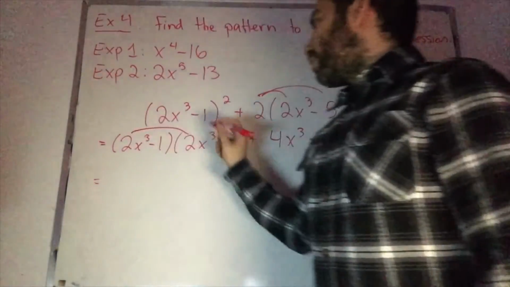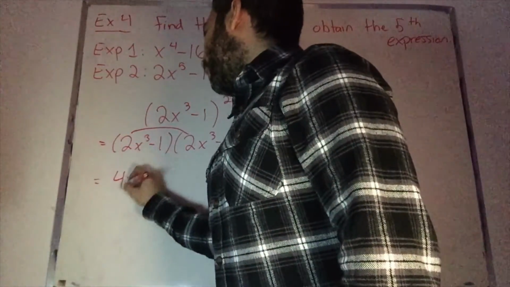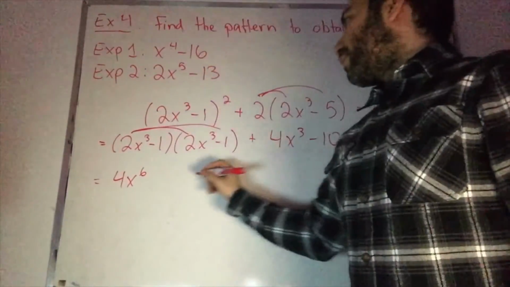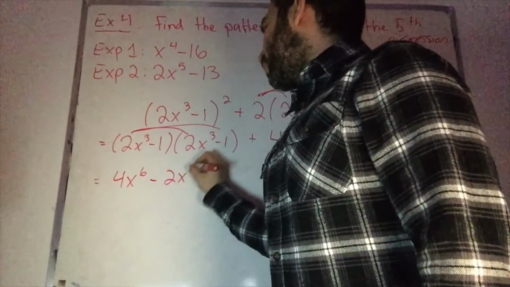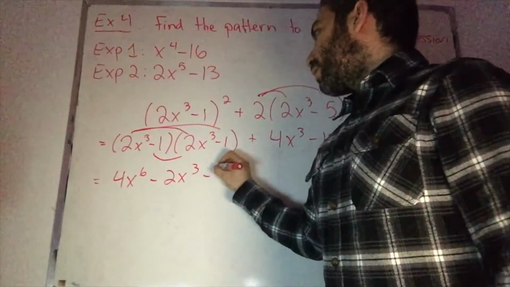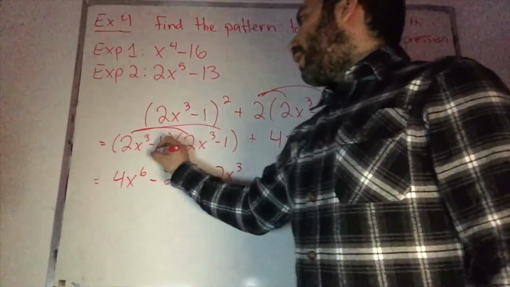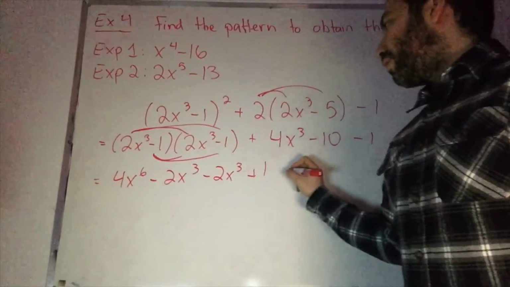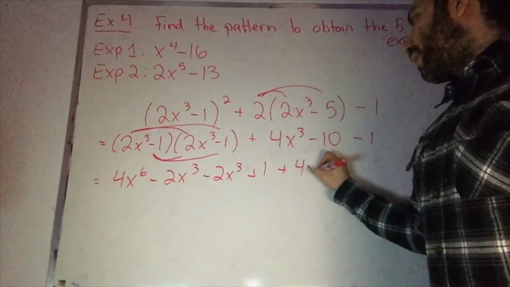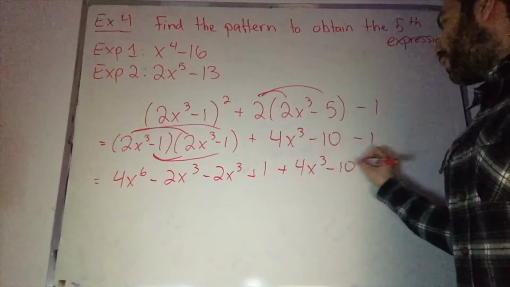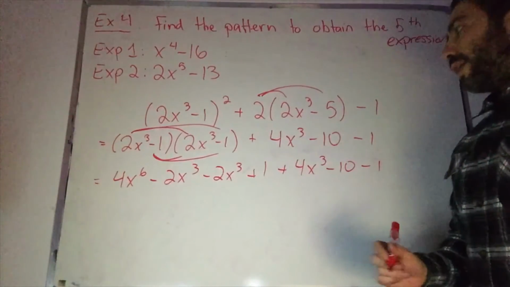So 2x cubed times 2x cubed, you get 4x to the 6. 2x cubed times -1 is -2x cubed. -1 times 2x cubed is -2x cubed. And then -1 times -1 is +1. And then let's recopy the rest. 4x cubed minus 10 minus 1. Okay, and now we combine like terms.